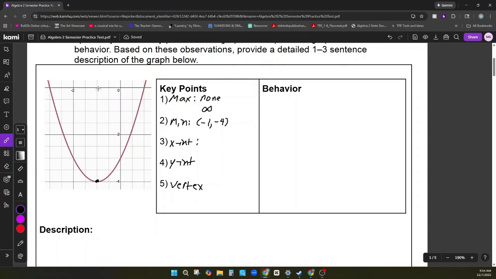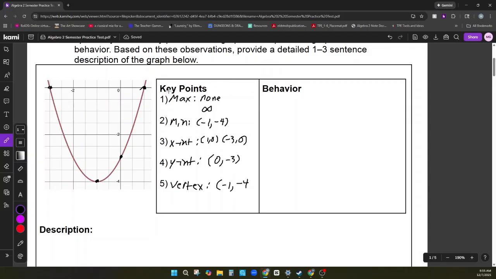Our x-intercepts are going to be where our line passes through our x-axis, that being at this point and this point, that being 1, comma 0, and -3, comma 0. Our y-intercept is going to be right here. That's where our line passes through our y-axis, and that's going to be at 0, -3. Our vertex, we're going to actually use the same point as our minimum. Our vertex is also the lowest point of our graph, so we're going to write -1, -4.